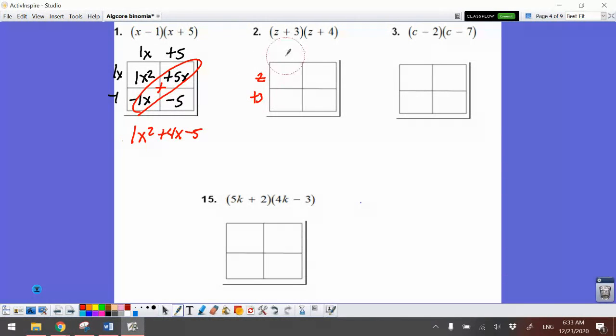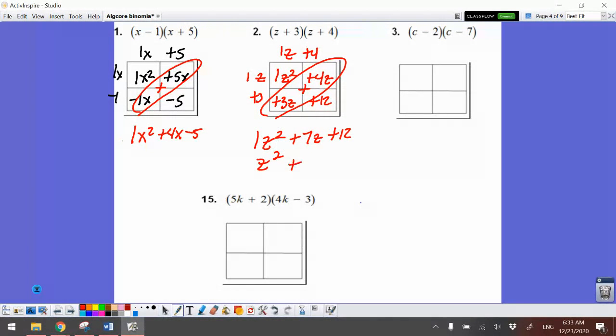Okay, z plus 3, z plus 4. Let's add some 1s. So we have 1z squared plus 4z plus 3z plus 12. And again, I am adding on the diagonal. So 1z squared, or just z squared, plus 7z plus 12.